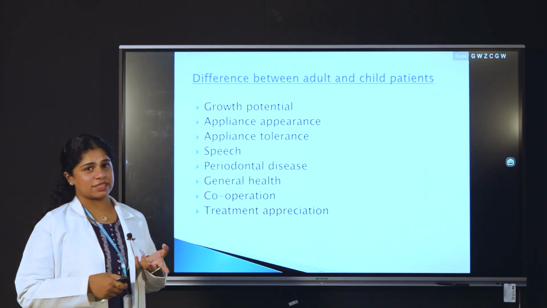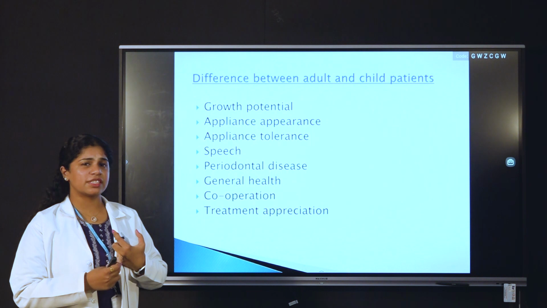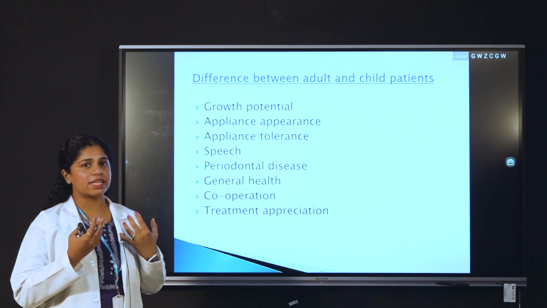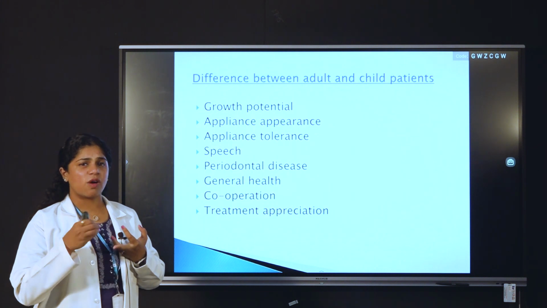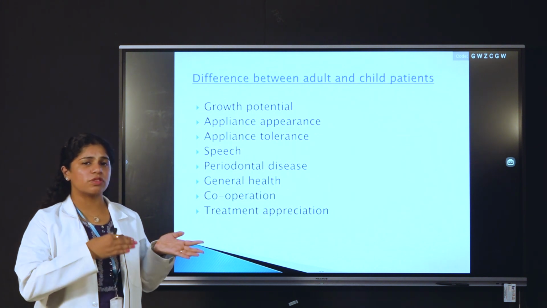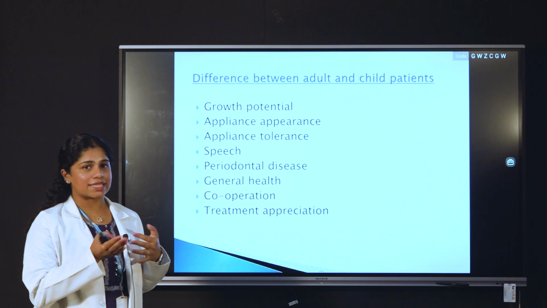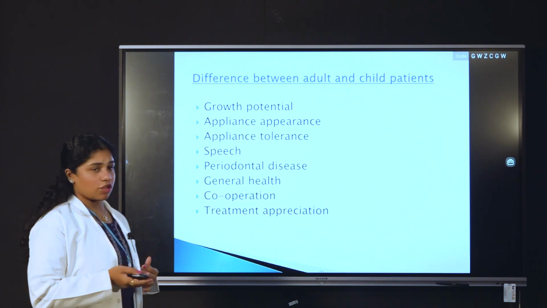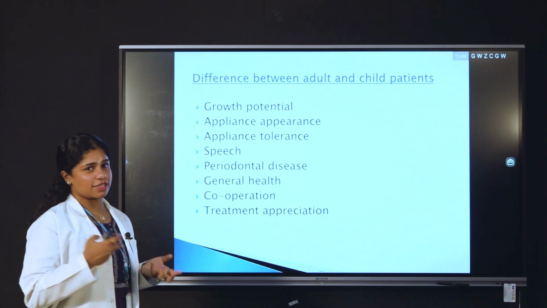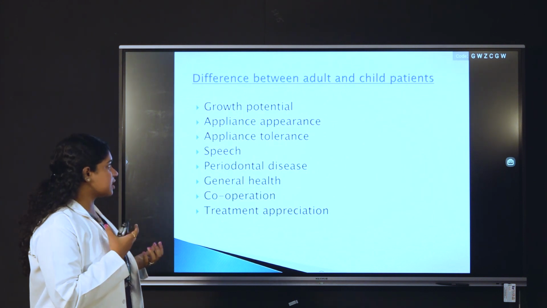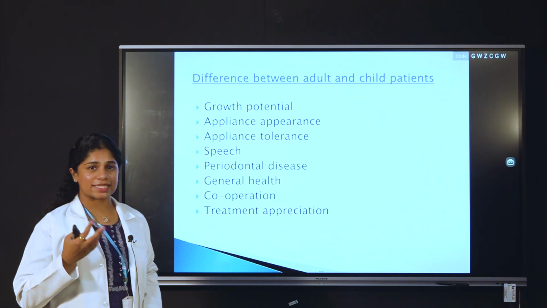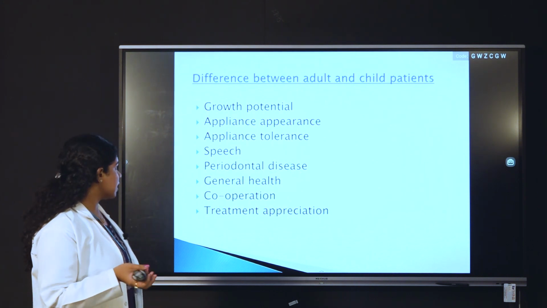Then appearance. An adult patient is more concerned about the appearance. Whatever appliance, like a ceramic bracket or an aligner, the adult patient is more accepting towards those appliances than a metal bracket. Appliance tolerance. A child is more tolerant, and in an adult patient the tolerance levels are a little less compared to the child. Speech, the acceptance is more in a child.